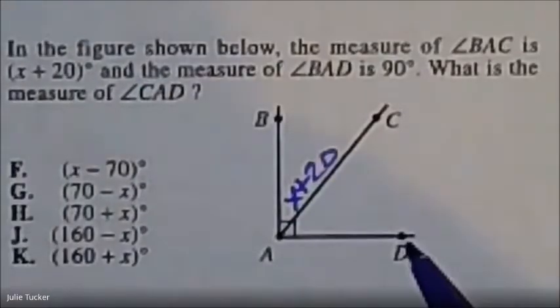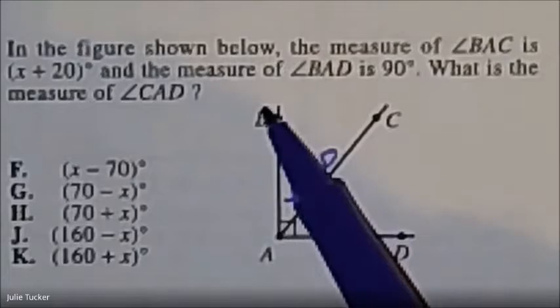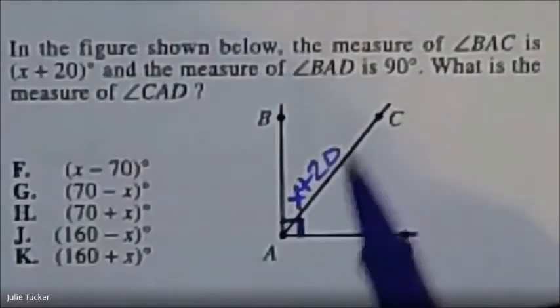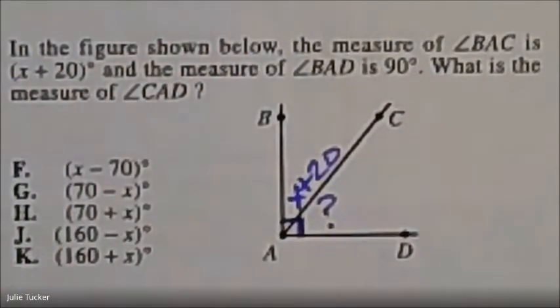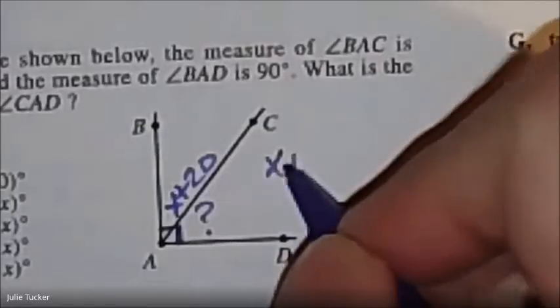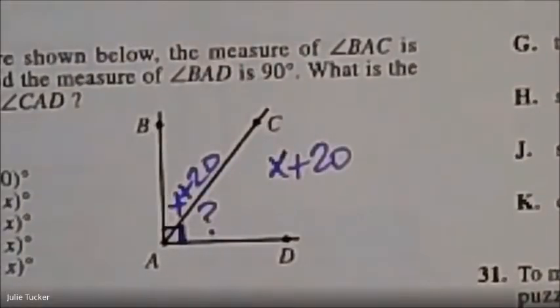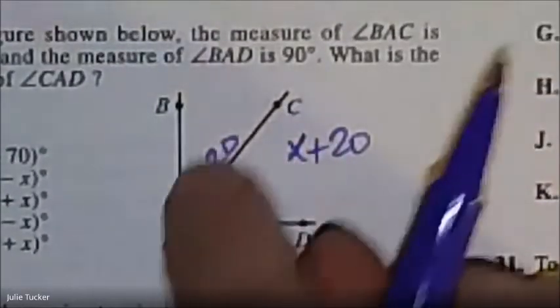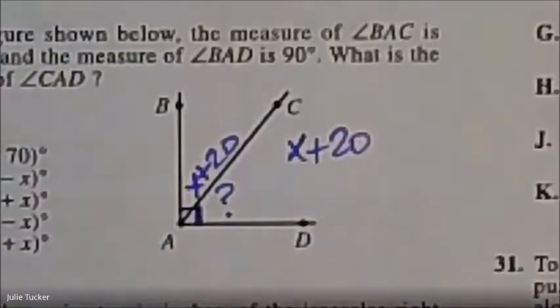And the measure of BAD is this whole big thing, is 90. Well, they have that on there. What is the measure of CAD? CAD is here. So what do you have to do? No. X plus 20 is this part. If you add that to this, it equals 90, right?